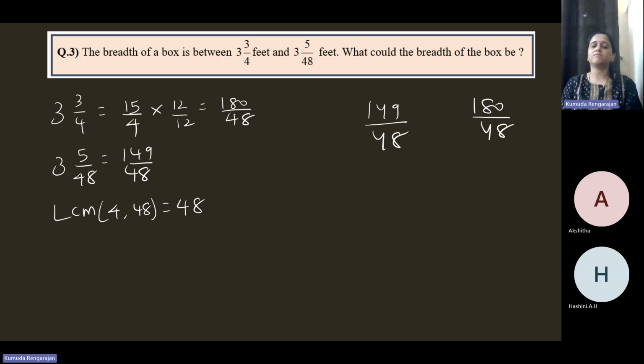Can the breadth be 181 by 48? 179 by 48? Yes, ma'am. So you can use any number between these two numbers as a numerator by 48. Okay.